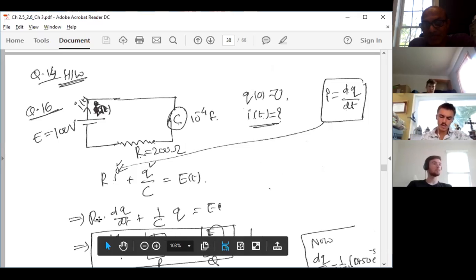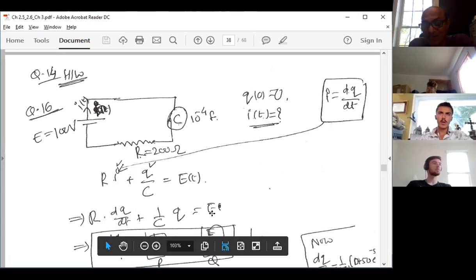This is one way of representing your equation. Please listen to me carefully now. I have converted my equation over here in terms of the charge Q, and that's why I have first order, first degree throughout. And I can solve this example very easily.